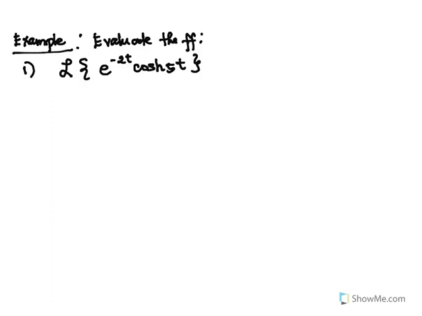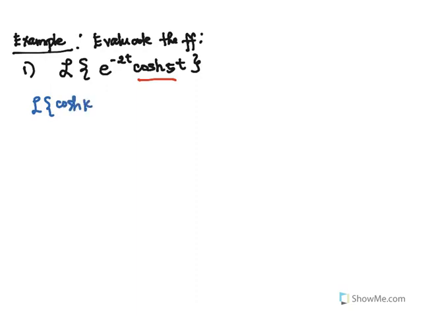Let's evaluate the following. Laplace transform of e to the negative 2t times cos 5t. If you may recall, we have a similar example last time, of evaluating this function, but we did not use the shifting theorem. Instead, we replaced the cos 5t by its equivalent exponential form. However, since we already know the shifting theorem, then we can use that as an alternative solution to this given function.